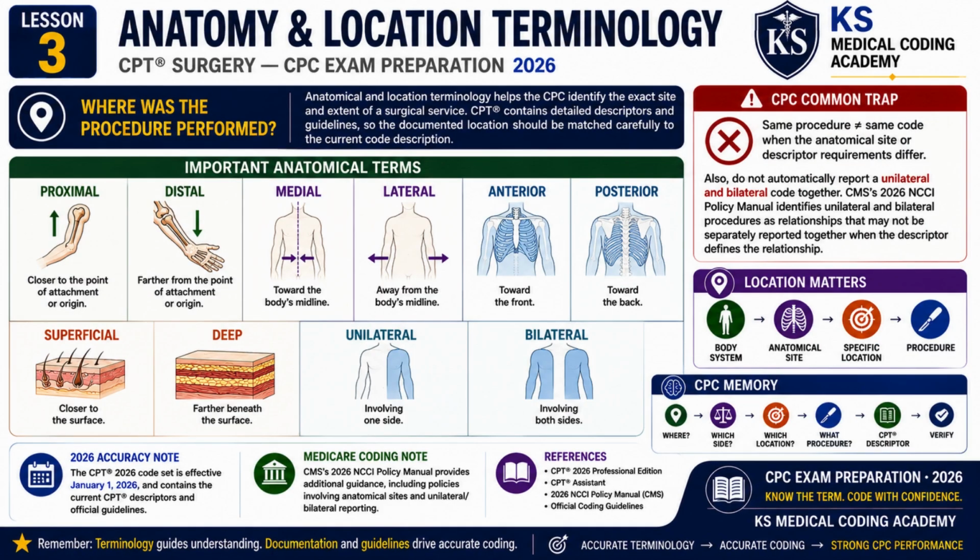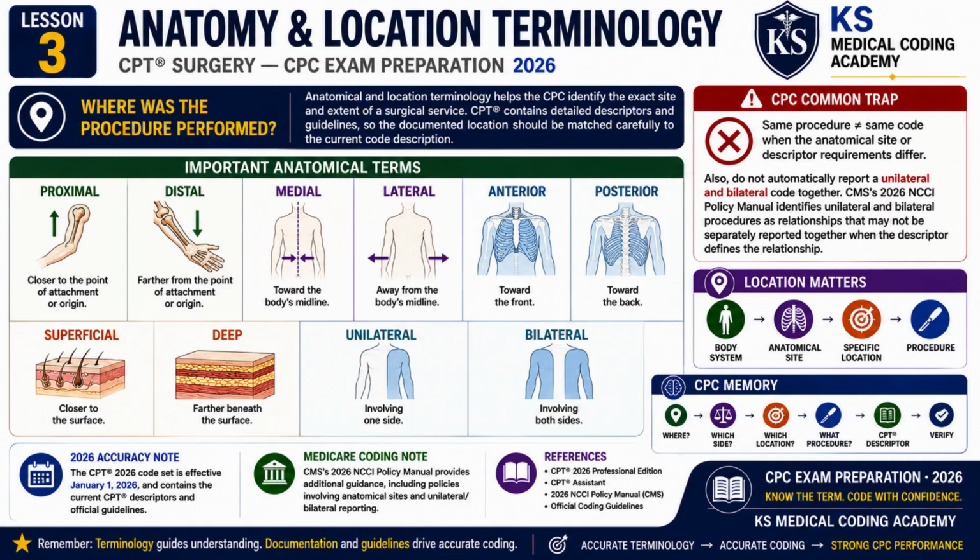Anatomy and location terminology. Now let's focus on anatomy and location terminology. One of the first questions a CPC should ask when reviewing surgical documentation is, where was the procedure performed? Anatomical terminology helps us identify the precise site and understand the relationship between structures. Proximal means closer to the point of attachment or origin, while distal means farther from that point. Medial means toward the body's midline, and lateral means away from the midline. Anterior refers to the front, while posterior refers to the back. We also need to recognize superficial, meaning closer to the surface, and deep, meaning farther beneath the surface.